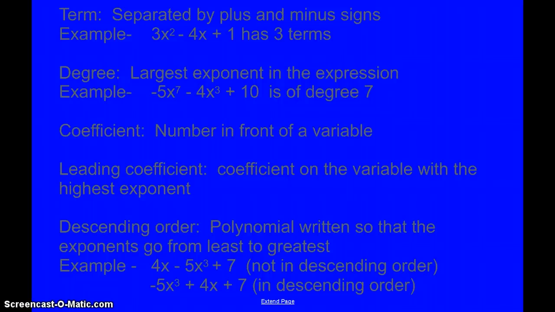So I've gone ahead and rewritten that statement, and you notice again the negative stays with the 5x cubed, and that goes in front because it's the largest exponent. Next we have the x, because that has an exponent of 1, and then 7 has no x's with it, so that goes on the end because it has an exponent of 0. So that's what we're talking about when we're talking about descending order. Your exponents should always go 5, 4, 3, 2, 1, and so on.